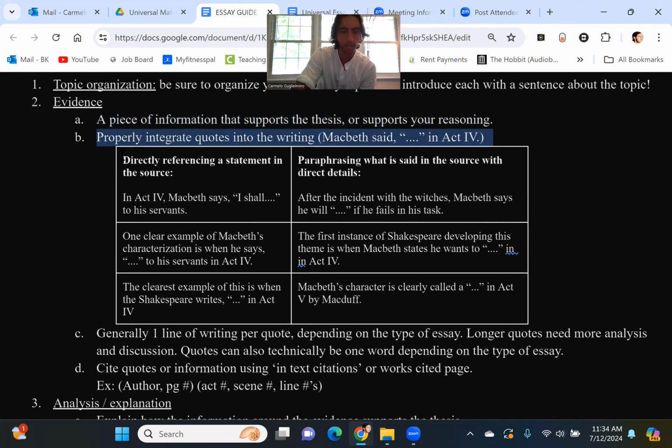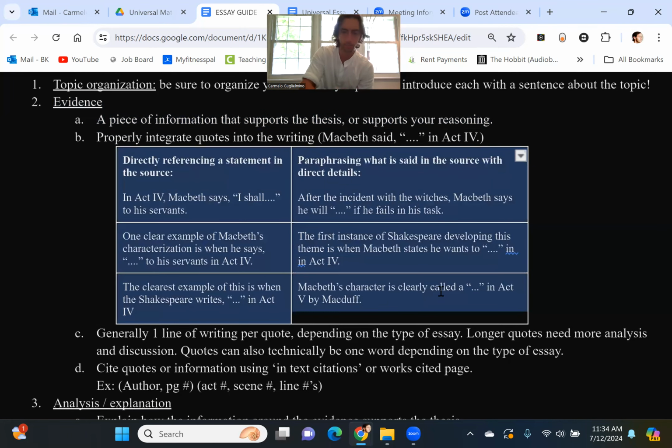I'm not going to go through all of these, but something I really see students generally, from 9th to 12th grade, struggle a little bit with is the proper way to integrate a quotation into a sentence, right? Let's say you find a quote that you really like, like when Romeo says, "Oh, I am fortune's fool." Great quote. I want to put that in here somewhere.